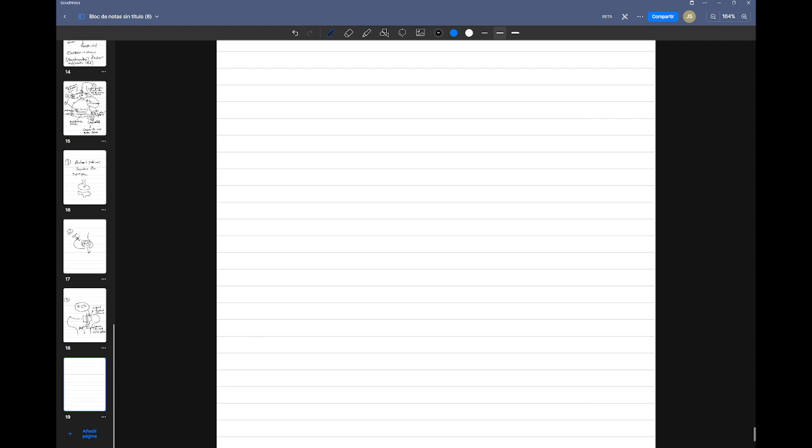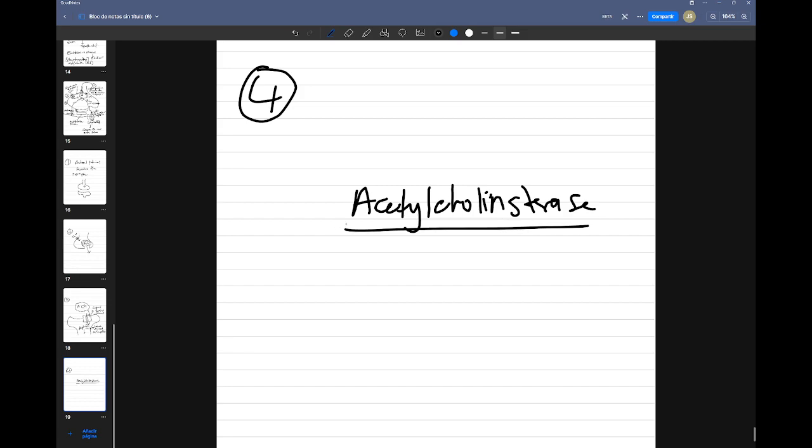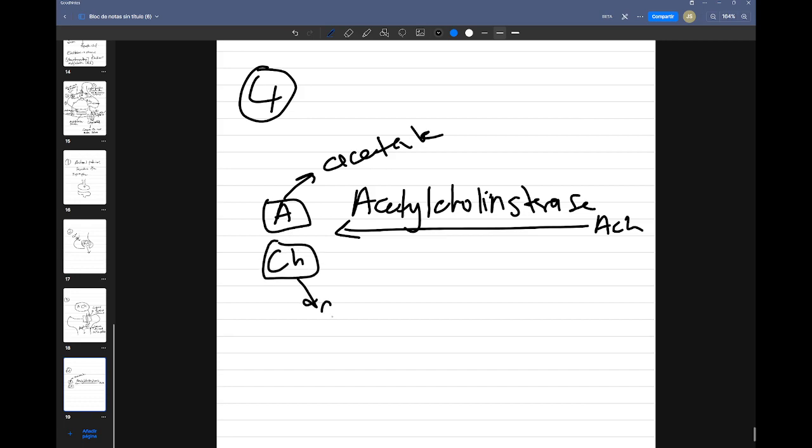For step 4, within the gap, we're gonna have acetylcholinesterase, and this is gonna break down acetylcholine into its acetate and its choline. Well, the acetylcholine that doesn't respond or react. So after it reacts, it's gonna break down, so it doesn't keep on activating.